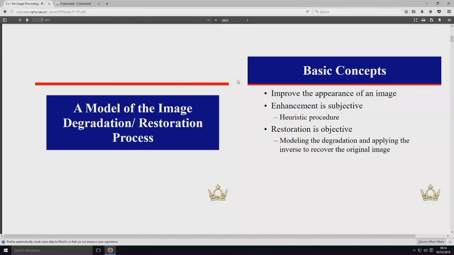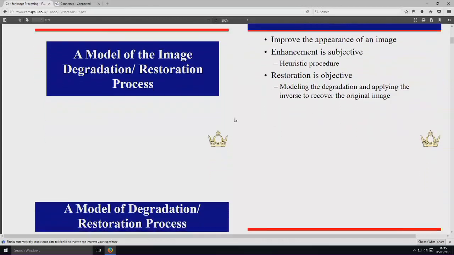If you have some experience, you know what filter or what method you can use, and also the parameters for the filters. And for restoration, removing or reducing noise is very objective. So we can use some measurements to calculate if it's good or bad.